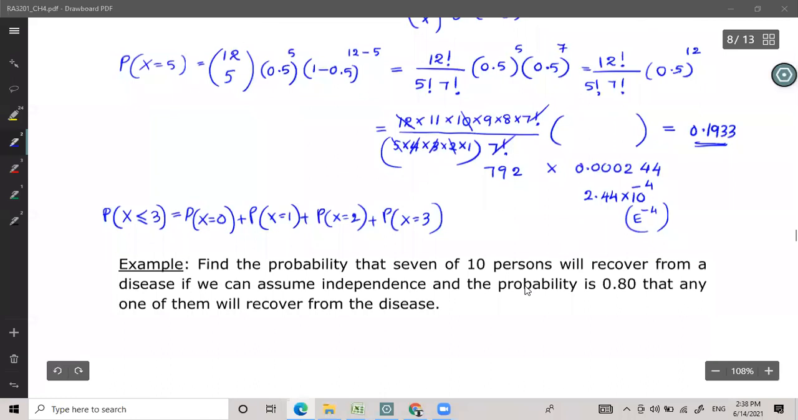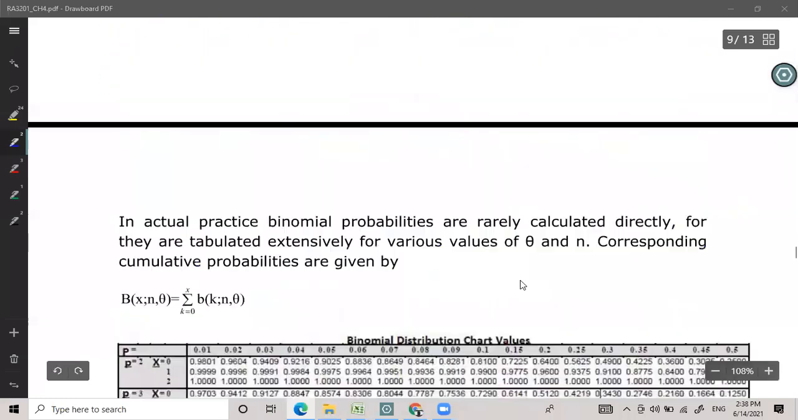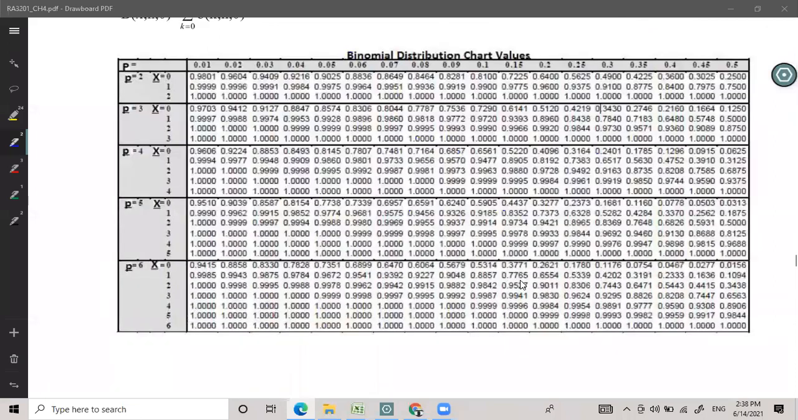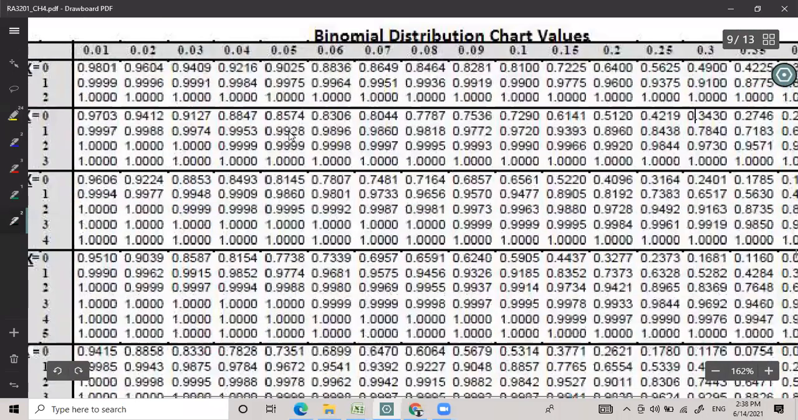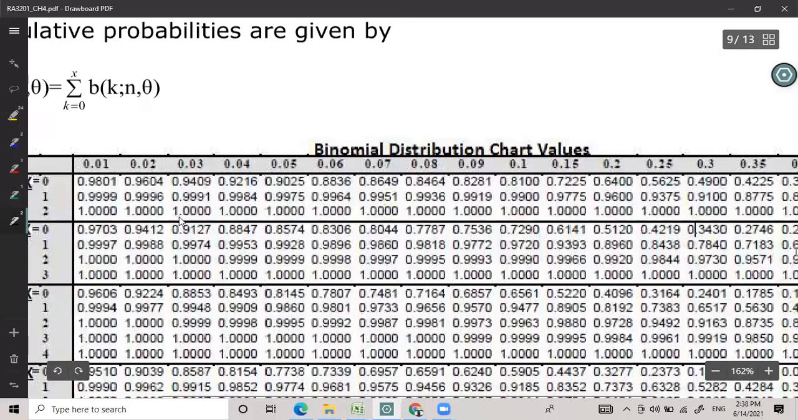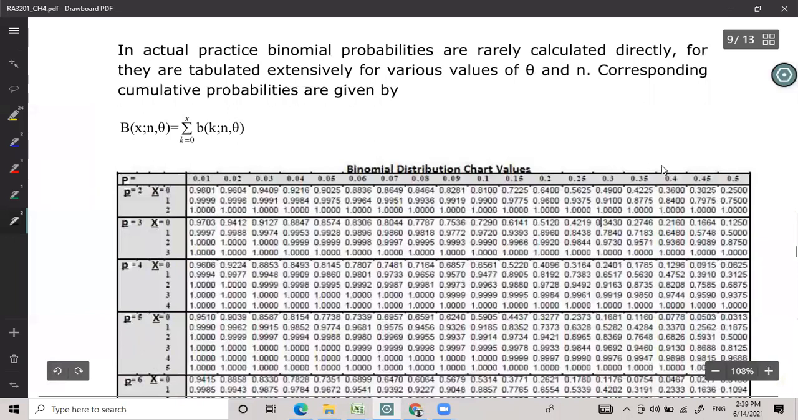So there's another question. I will leave it for a while and I'll show you the binomial table. This is a part of a binomial table, right? So just get familiar with what you see here. You can see at the very top, in the first row, possible probabilities of success, or thetas. So these are the theta values you can get: 0.01, 0.02 up to 0.5.